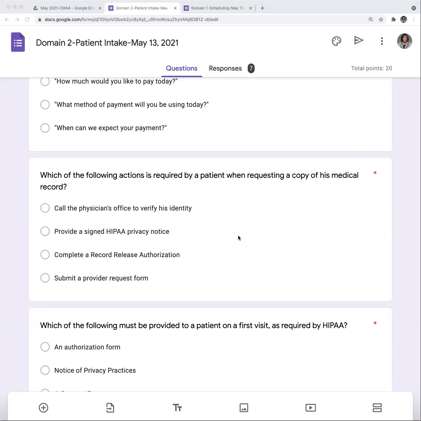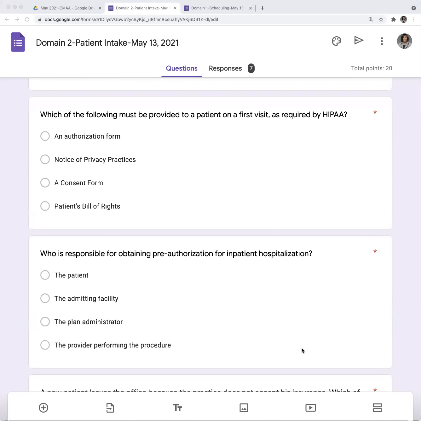Which of the following actions is required by a patient when requesting a copy of their medical record? Complete a record release authorization. Which of the following must be provided to the patient on a first visit? Notice of privacy practices. Who should be getting the pre-authorization for an inpatient hospitalization? The provider performing the procedure.